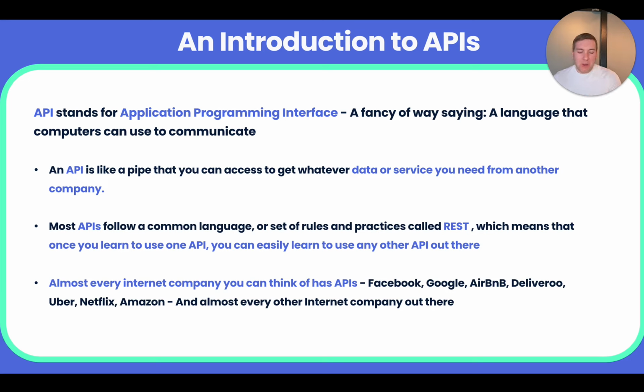Well, it's a little bit like a pipe that you can use to access another company's data or services. Let's say you're building an app, you want to use some sort of data held by someone else. You can almost build an imaginary or virtual pipe between your app and their services, their data, their database, and take data from it. And that is what we call an API.